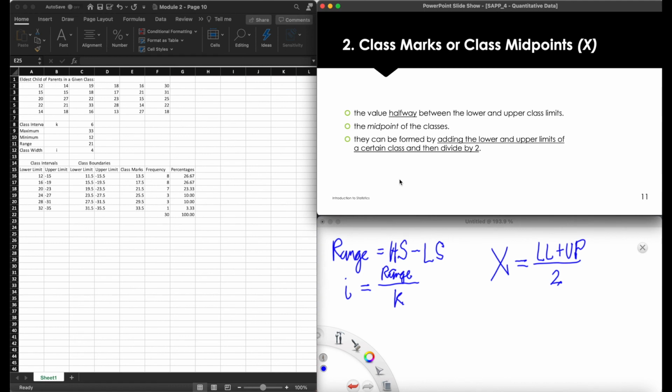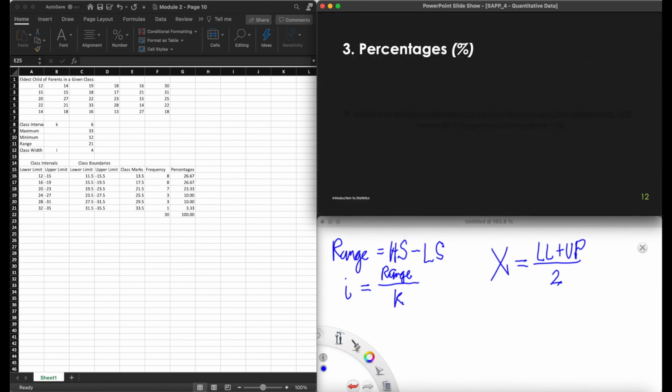Let's proceed. We have then the percentages. We have solved that already. So dividing the frequency by the total frequency and then multiplying by 100%. So the formula is frequency over total times 100%. So we have done that, we have done that in here. So these are the percentages.